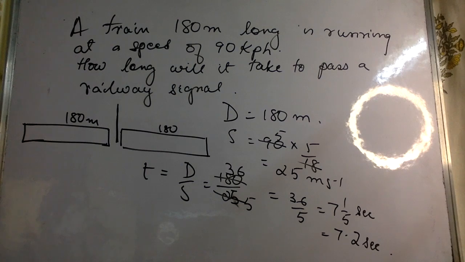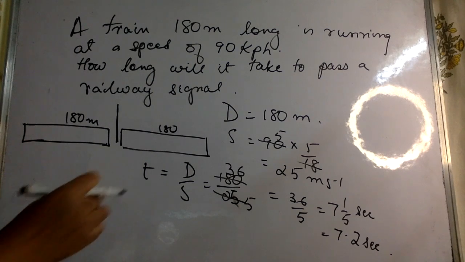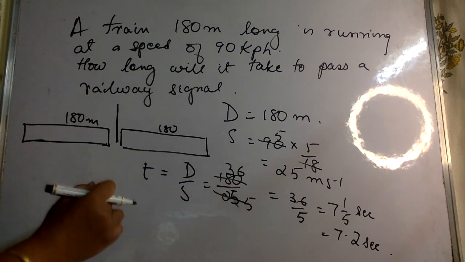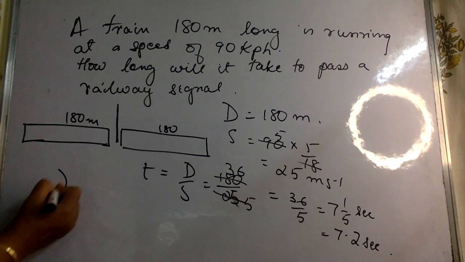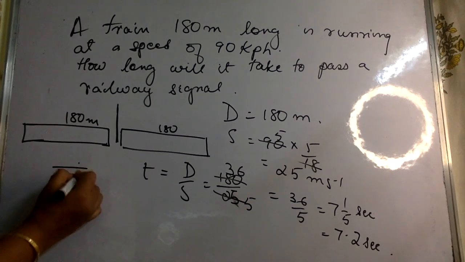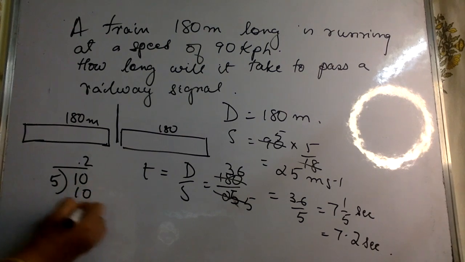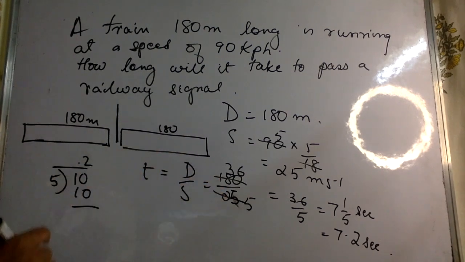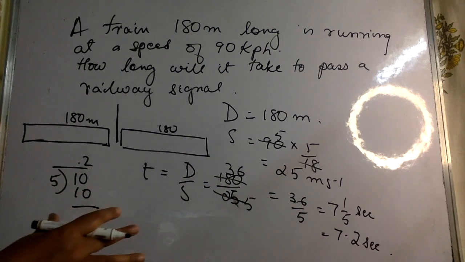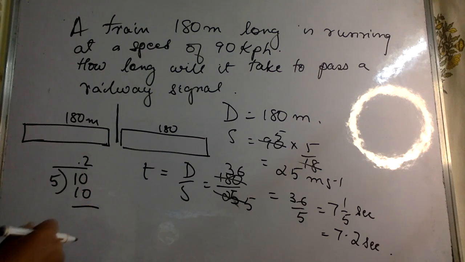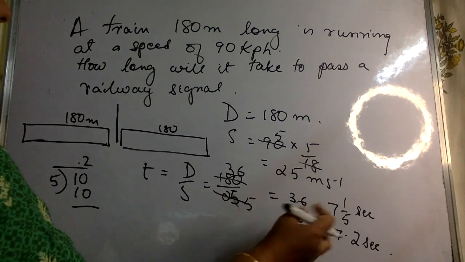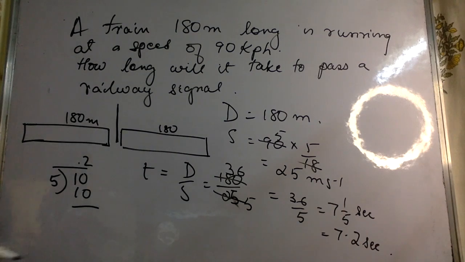How do I get this 0.2? Let me work out that also. 1/5 is 0.2. This is how the fraction got converted to a decimal. So it is better to write it like this: 7.2 seconds.